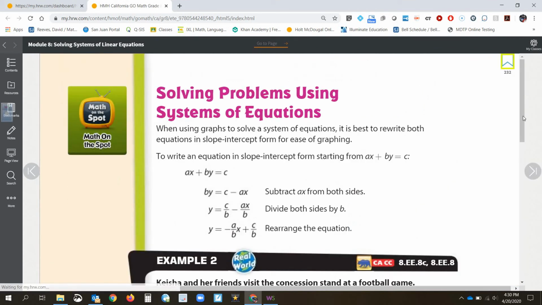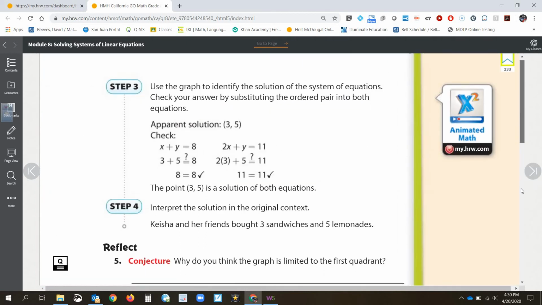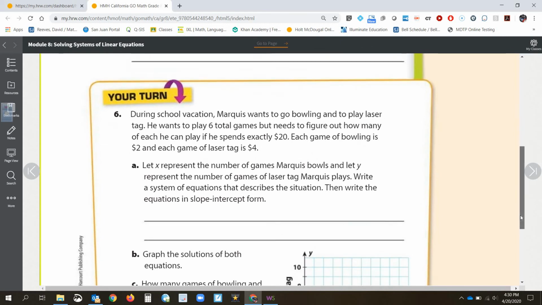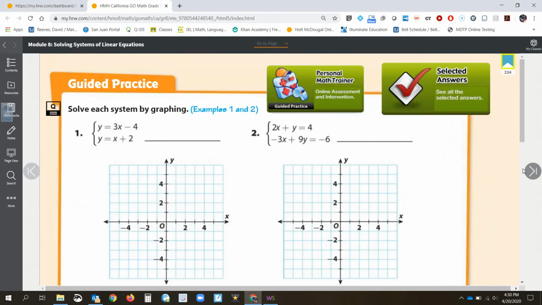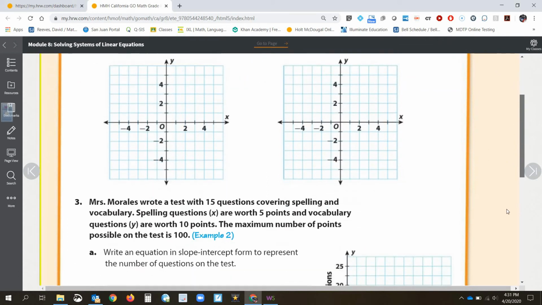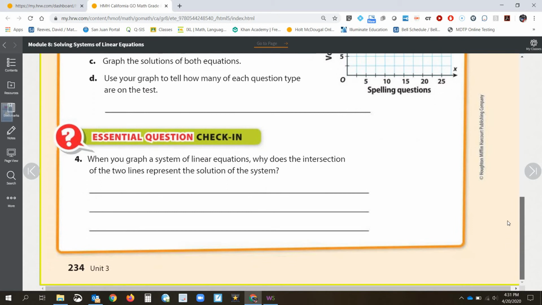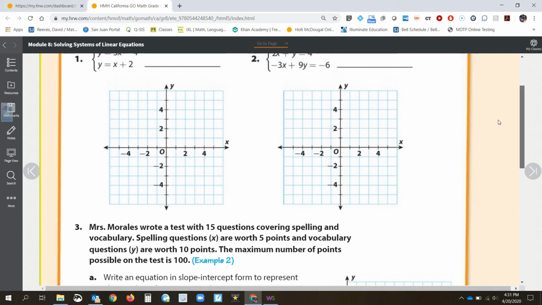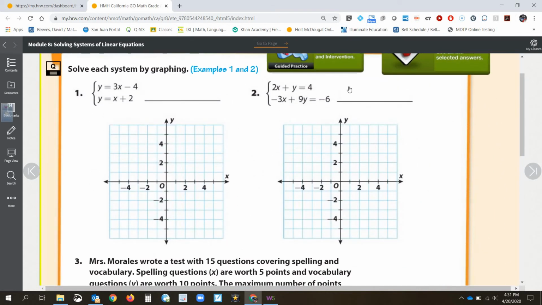All right, so those are equations that are in slope-intercept form. I was hoping to do one here in standard form. So I'm going to go ahead and flip over here to number 2. Again, I'm doing out of section 8.1. This is number 2 on page 234. So how do you graph it when it's in standard form?